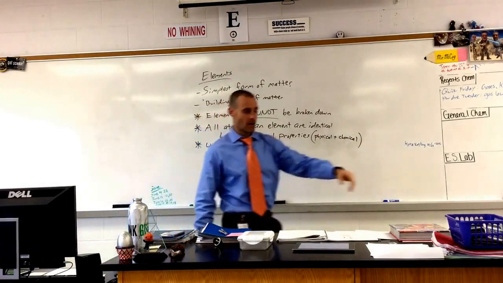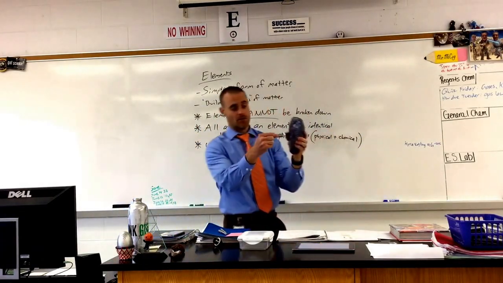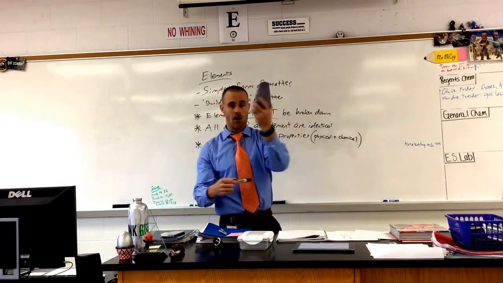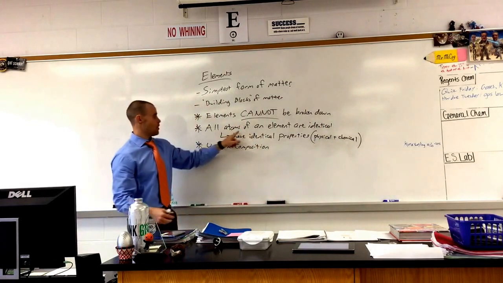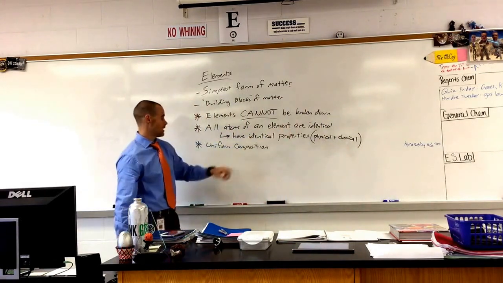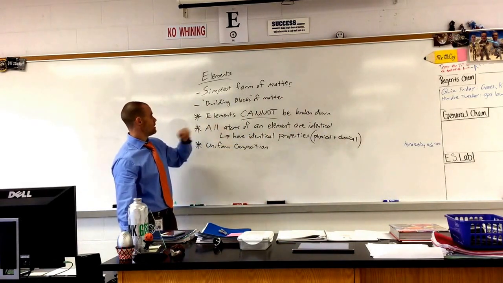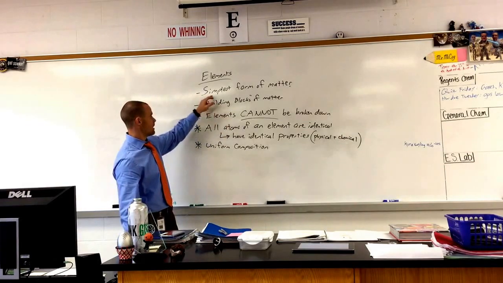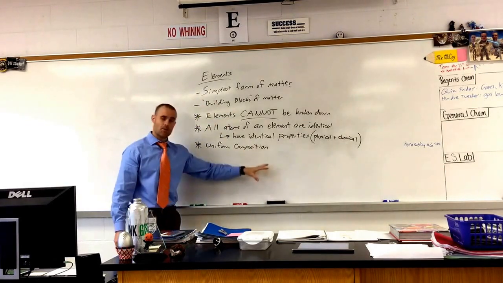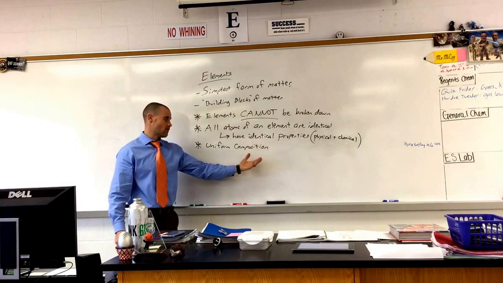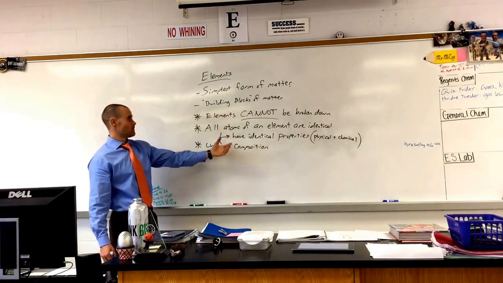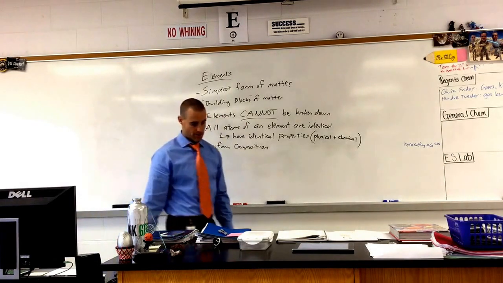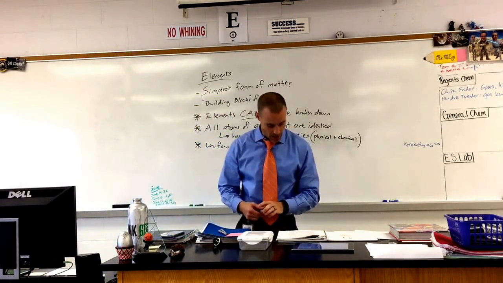So all elements, okay, one sample of an element, for example silicon, is uniform. It all looks the same. And that stems from this. All atoms of an element are identical. Okay? So uniform composition, cannot be broken down. Building blocks, simplest form of matter. And examples of elements, you don't need me to write them down. They're over there on the wall. We've talked about elements all year, so you know what the elements are. Let me look at my notes, make sure I'm not forgetting anything.